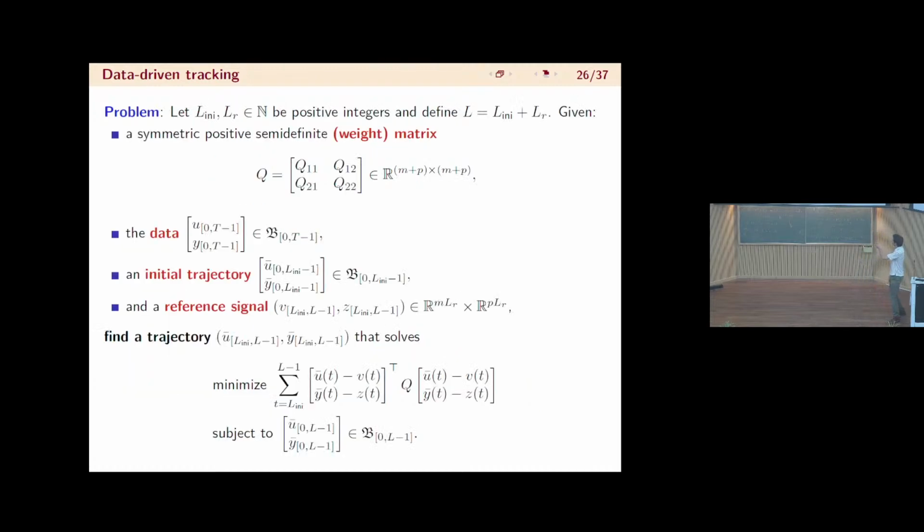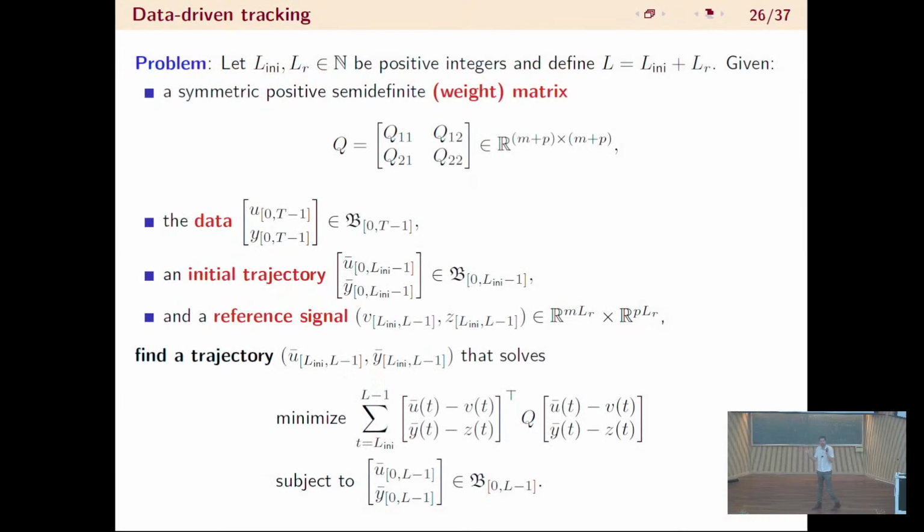Now, you may have a question like, okay, why do I include this initial trajectory? Of course, you could also leave it out and just focus on an input-output trajectory on only this interval. This problem is a little bit more general if you include an initial trajectory, and essentially it is to fix the initial conditions of your system. Here we only work with input-output data, so we cannot simply specify that x0 must be something. But if you choose this L_ini sufficiently large, in particular larger than the lag of the system, then you can fix the initial condition of your system by choosing a suitable initial trajectory. So that's why it's included.